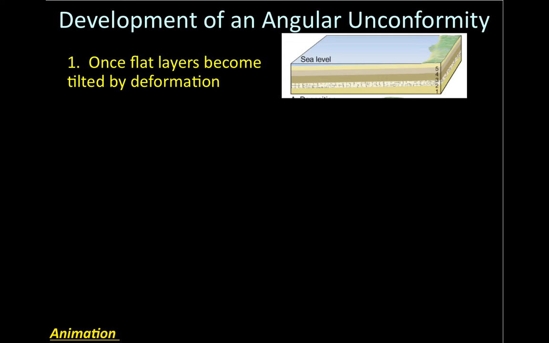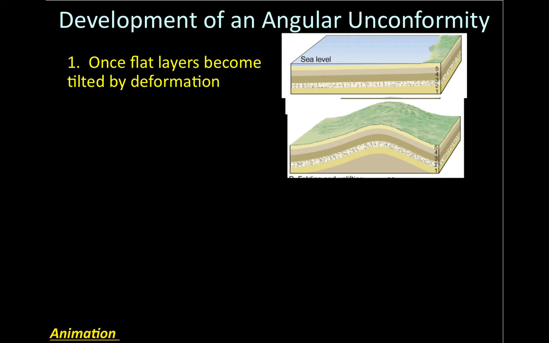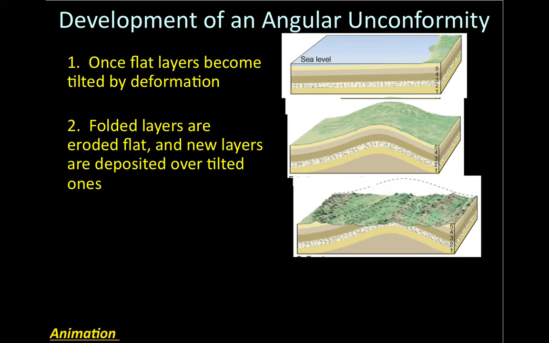But these once flat layers become tilted by deformation, and so they become folded. A process which could lead to this folding might be something along the lines of mountain building. Like, let's say this region has a change in the plate tectonic setting, and we start to fold layers because mountains are being pushed up and where plates are pushing on each other.